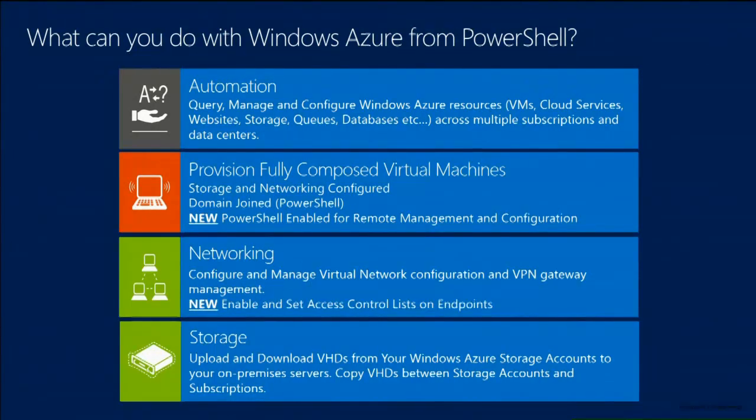And a very brand new feature that literally just came out at the beginning of June is the ability to set access control lists on public endpoints. So a common pattern in Windows Azure is to expose a service on a virtual machine and consume it from a different service. This could be, say, a Windows Azure website or a mobile service, or it could even be a service in Amazon, for instance.